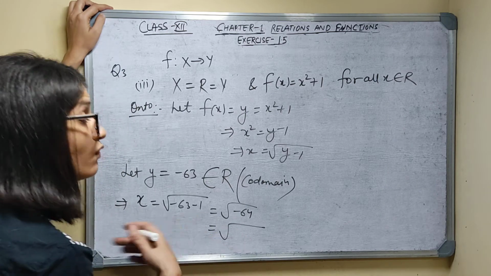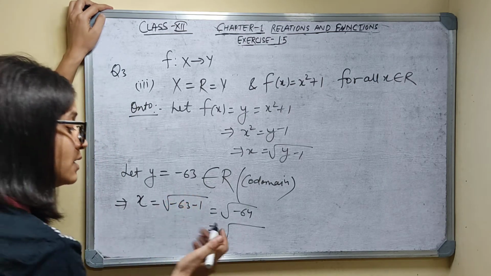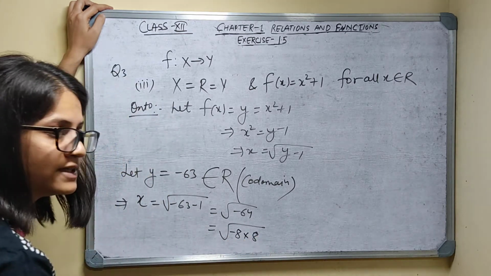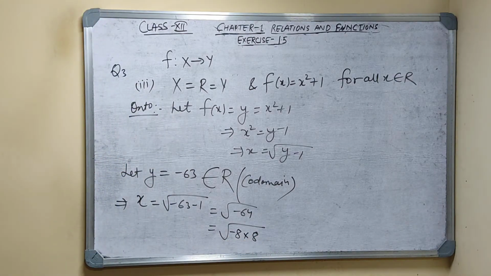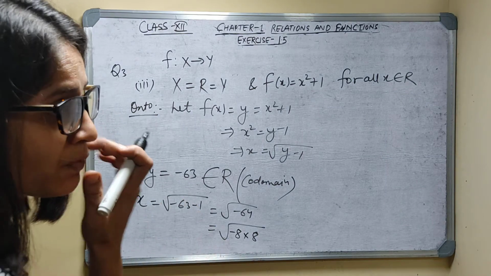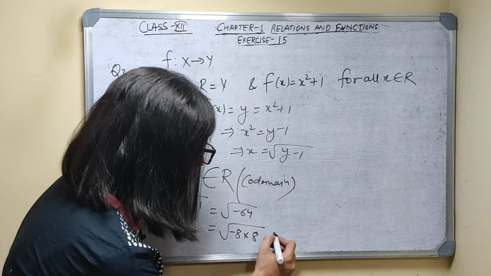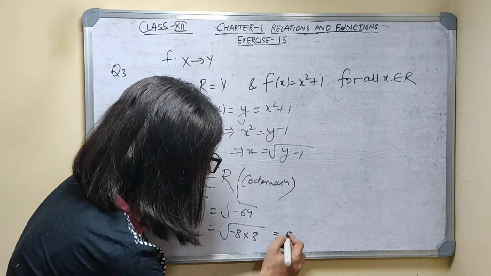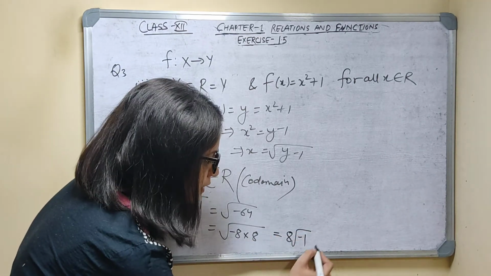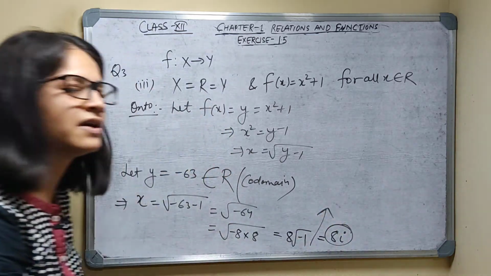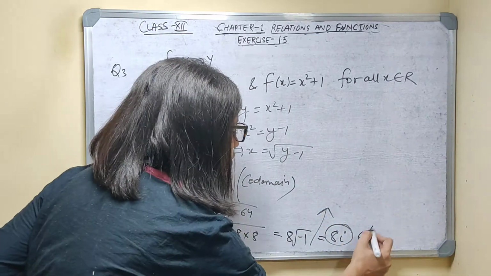Root of minus 64, a negative number. How will I write 64? Minus 8 into plus 8. I can't write minus 8 into minus 8, because that will be plus 64, but here I need minus 64. So minus 8 into 8. So 8 into 8, 2 times, 8 comes outside, root of minus 1. So it is 8 iota. This is an imaginary number, it is not a real number, it does not belong to R.